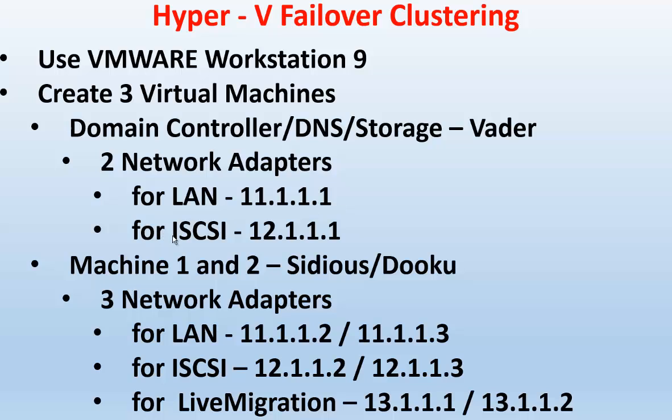11.1.1.1. One for the SCSI, 12 in the address, 12 IP address. Machine 1 and machine 2, called Sidious and Doku, have 3 network adapters: one for LAN, one for SCSI in the same range, of course, and for live migration I will use 13.